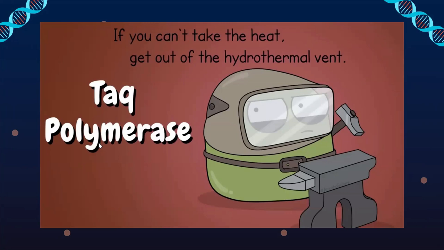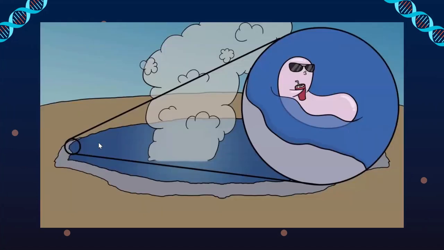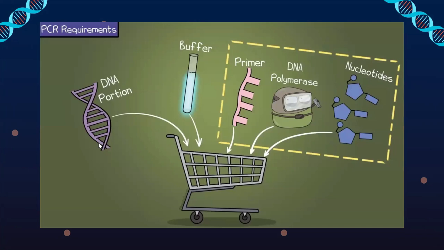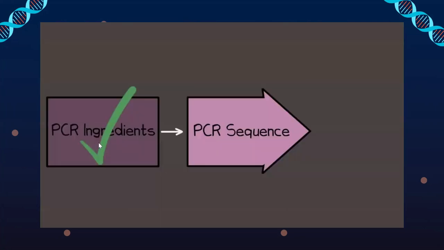If you can't take that heat, get out of the hydrothermal vent. But luckily, meron tayong tinatawag na polymerase, Taq polymerase. Taq polymerase is originally from a type of bacteria that can handle and live in really high temperatures of nature, especially in hot springs. We also need DNA nucleotides for the DNA polymerase to build with. So right after our ingredients, kunwari lang magluluto tayo.